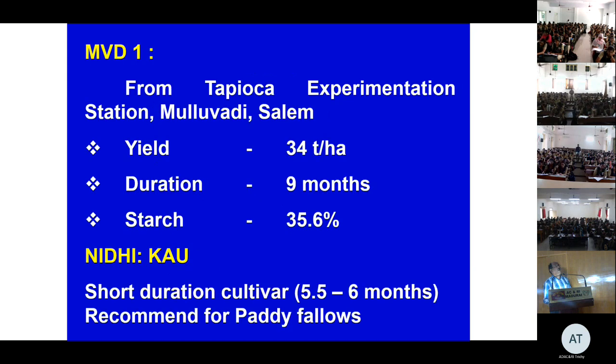At the Tapioca Research Station, Mulluvadi, Salem, they have released one variety, MVD1, with a yield potential of 34 tons, a duration of 9 months, and a starch content of 35.6%. Another variety was released from Kerala Agricultural University, called Nidhi. It is a short duration cultivar, only 5.5 to 6 months, and this variety is recommended for paddy fallows, that is, tapioca after paddy.